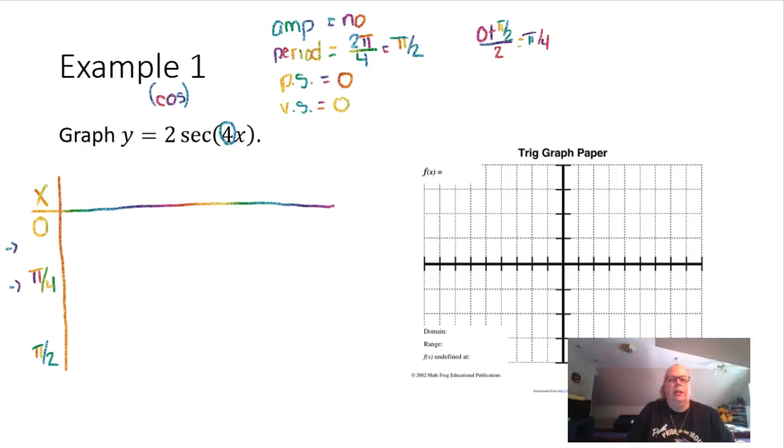And now I need to find this angle in the middle and this angle as well. All right, I can find this one by adding 0 plus pi over 4 and then dividing by 2. That's going to give me pi over 8. And I can find this one down here by adding pi over 4 plus pi over 2, and dividing by 2. And that should give me 3 pi over 8.